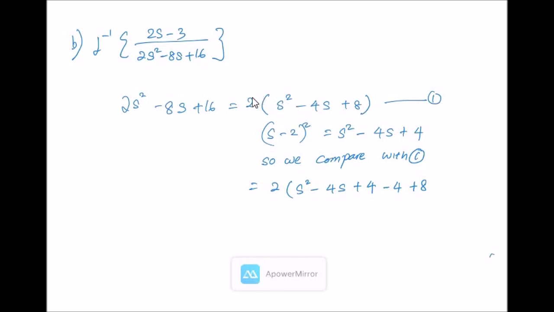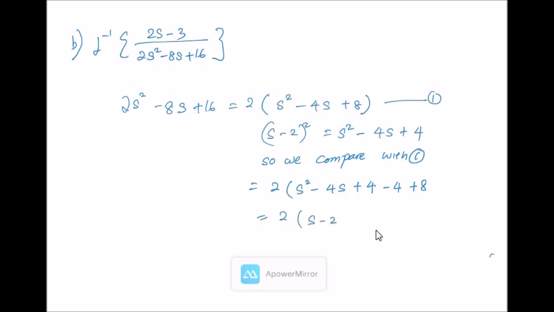This means that the question is given like this. But if we want to factorize it into this one, this s minus 2 squared will obtain s squared minus 4s plus 4. Okay, the first half part exactly matches the question given. But this 4 is an extra, so we need to minus 4 and plus back the 8.